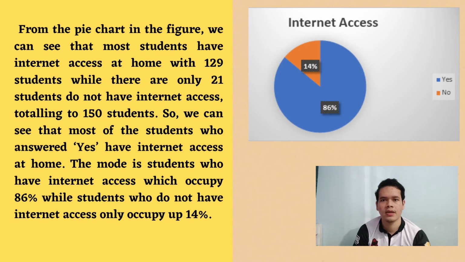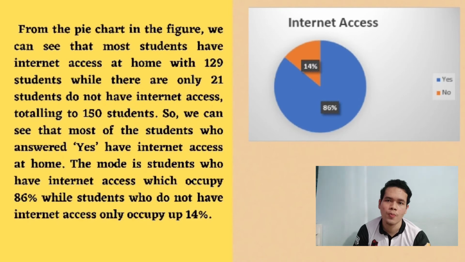From the pie chart in the figure, we can see that most students have internet access at home with 129 students, while there are only 21 students who do not have internet access, totaling 150 students. So we can see that more of the students answered yes to having internet access at home. The mode is students who have internet access, which occupy 86%, while students who do not have internet access only occupy 14%.